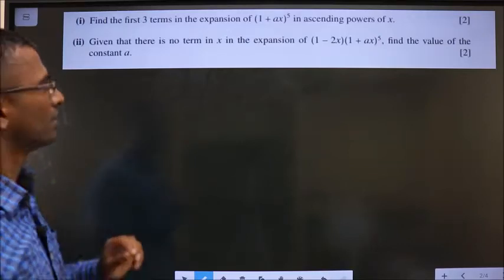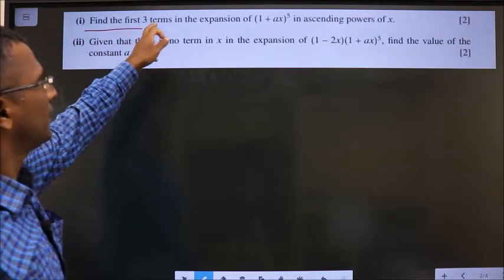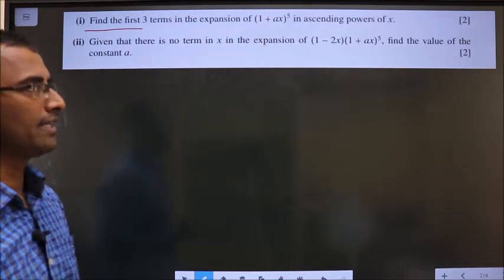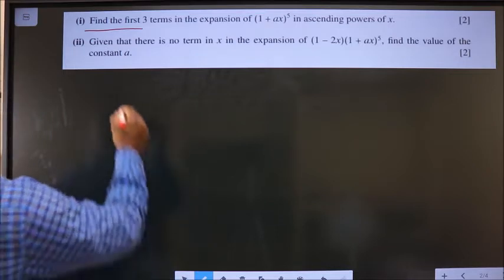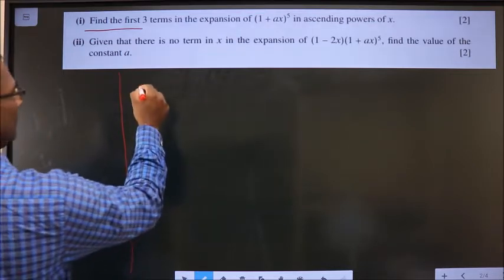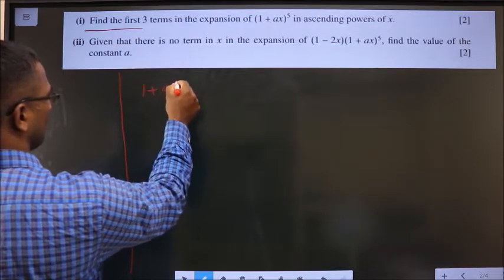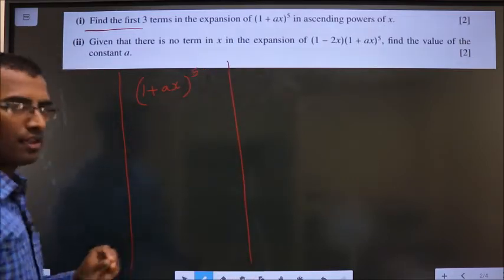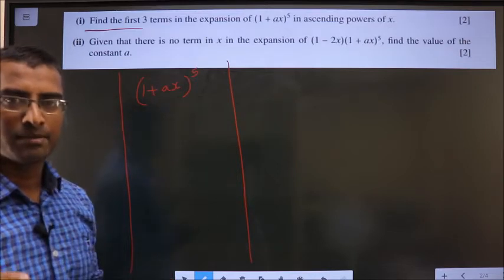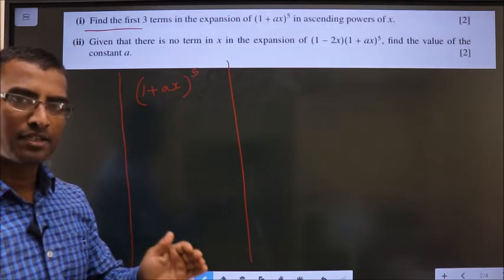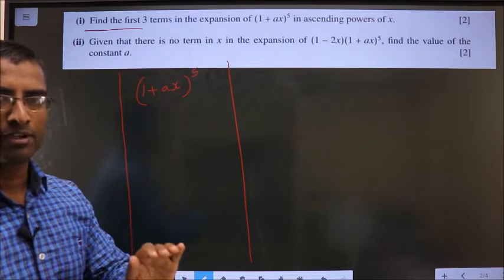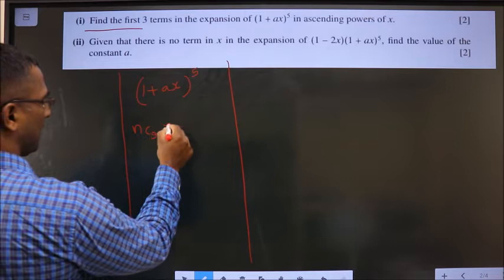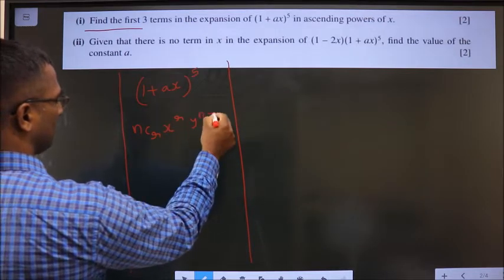First bit. Find the first three terms in the expansion of (1 + ax)^5 in ascending powers of x. For any binomial theorem sum, we should write the general term first, and the formula for the general term is nCr x^r y^(n-r).